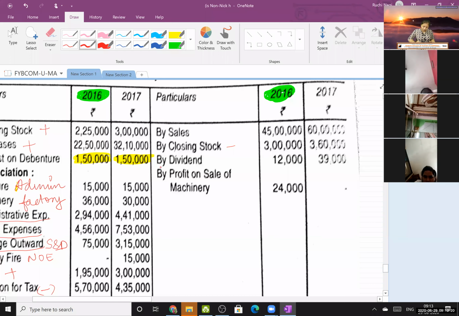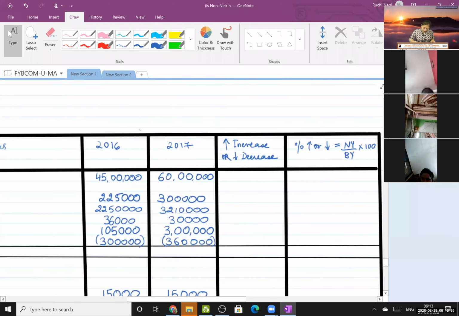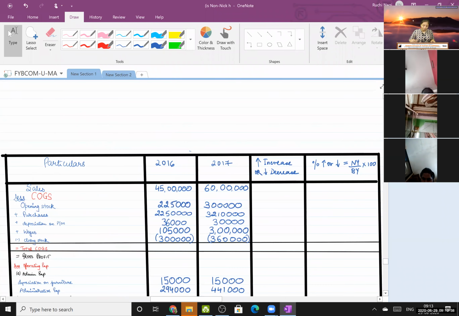Dividend and profit on sale of machine, they both are non-operating income. Okay, so ये add होंगे obviously because it will increase my profit balance. Okay, so now start. So this is the format of a comparative statement.